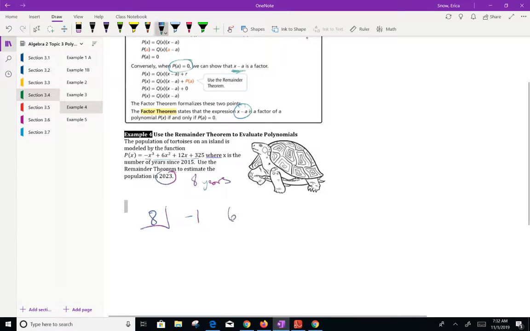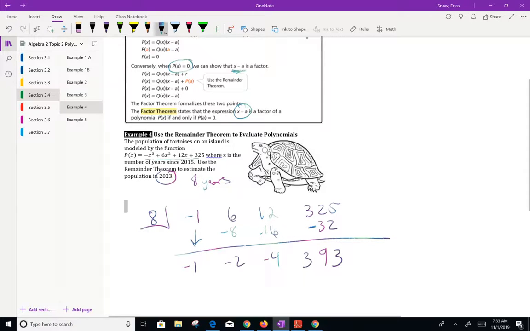Then we have negative 1, 6, 12, 325. So bring down our negative 1, I get negative 8, negative 2, negative 16, negative 4, and did I do this right? Negative 1, negative 8, negative 2, yeah. Negative 4 and 8 is negative 32. And then when I add those together, I get that there are 293 turtles because that is my remainder.